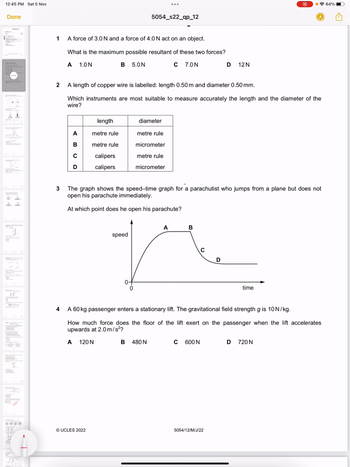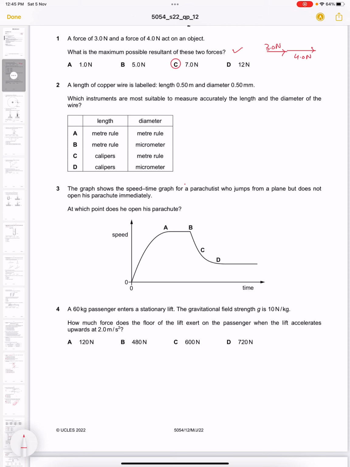So question 1: a force of 3 Newton and a force of 4 Newton act on an object. What is the maximum possible resultant of these two forces? We know that in order to obtain the maximum possible resultant, the forces must act in the same direction. Let's suppose this is the direction of the 3 Newton force and the 4 Newton force is also acting in the same direction. In this case, only the maximum possible resultant can be obtained. So 3 plus 4, that will be 7 Newton.